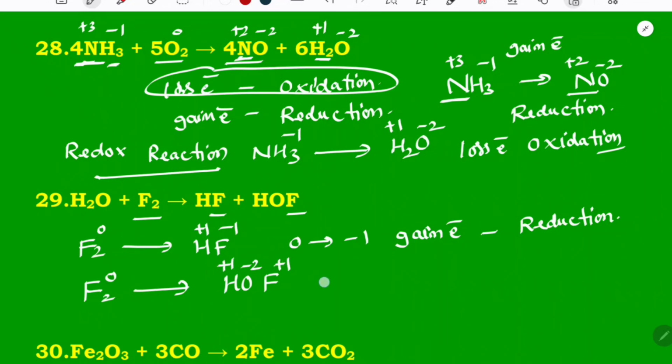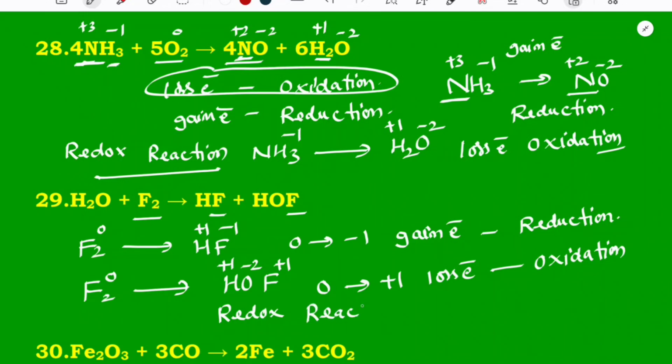Means here 0 to +1. +1 means loss of electrons takes place. So this is oxidation. So oxidation and reduction take place simultaneously in this reaction. That's why it is considered a redox reaction. This is considered which reaction? Redox reaction. So okay, next one.